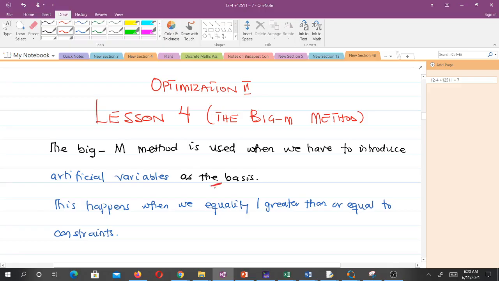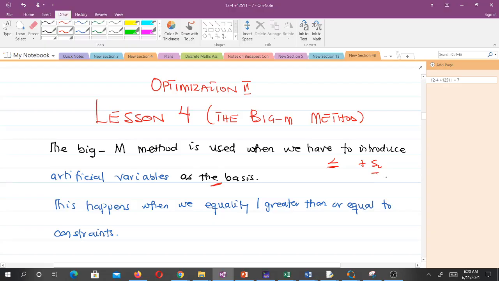If you could recall, in our previous video on the simplex method, when we were doing our iterations, we considered the cases when we had less than or equal to in our constraint. Changing that to the standard form, we're always adding slack variables, and those slack variables became the basis. A basis is defined as a variable which appears just once in the constraint and has a plus one coefficient. With the less than or equal to constraint, that was satisfied.